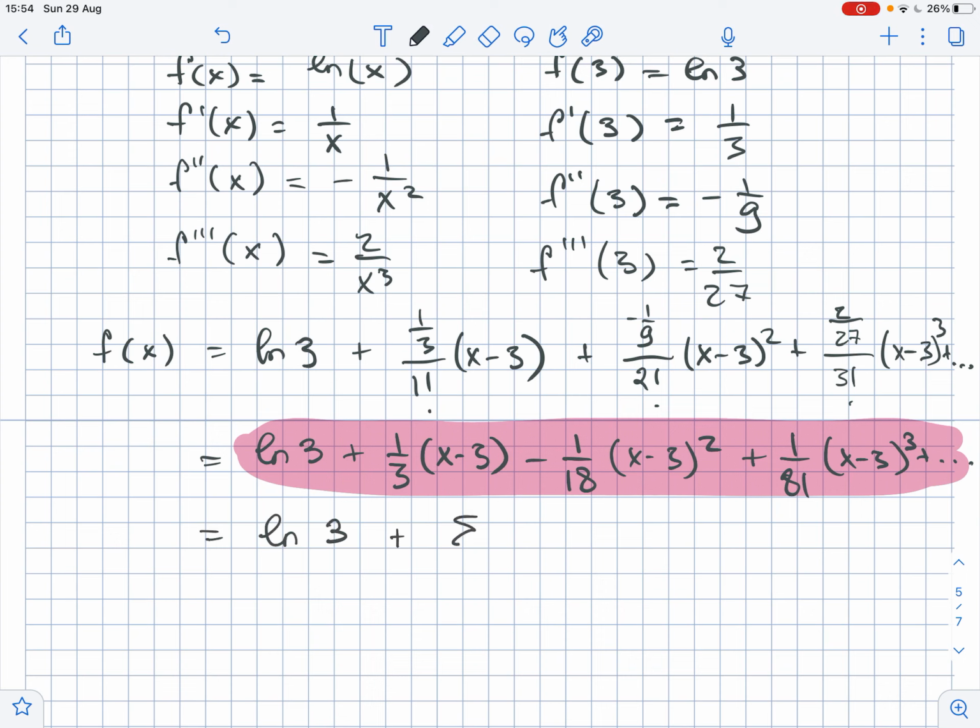Now we need to represent it in summation notation form. This equals ln of 3 plus the sum from n equals 1 to infinity of negative 1 to the power of n plus 1 times x minus 3 to the power of n.